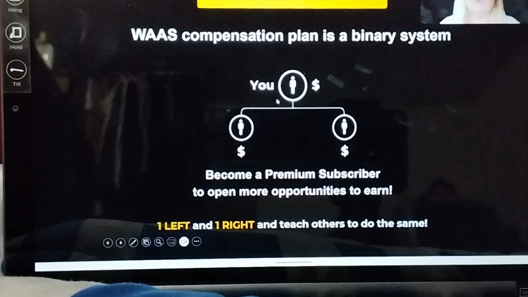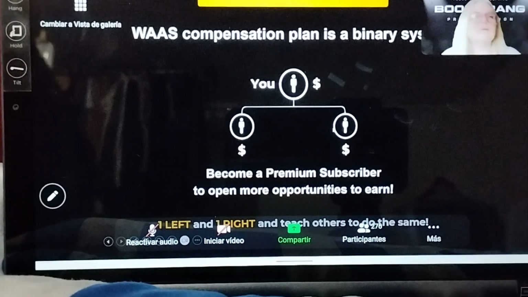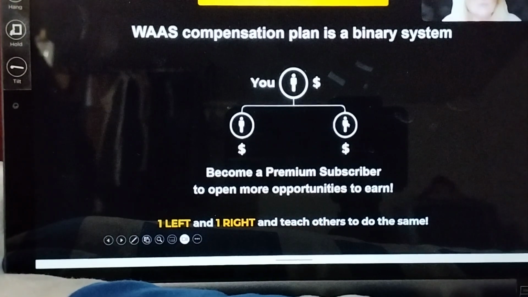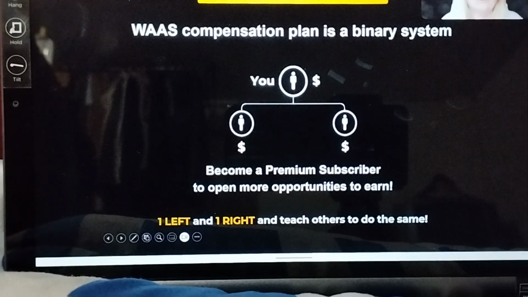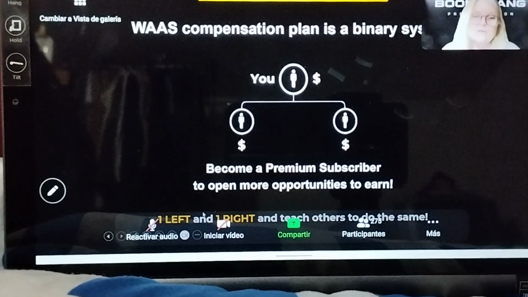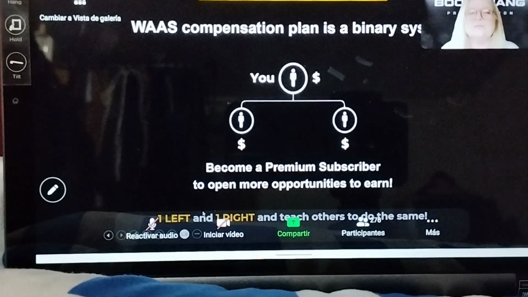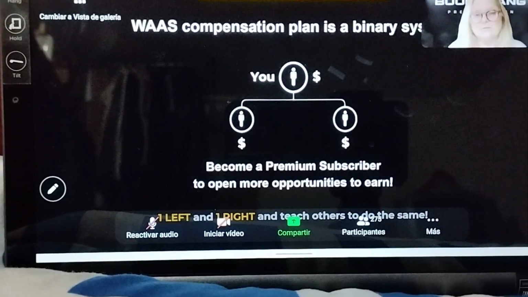You are allowed to make in the beginning 3 positions so that you decide, you know what, I keep them for myself. Maybe I sell them later on. Or alternatively, I'm actually creating a position for myself. Then I know what I'm doing. And once you are ready to share, then you teach the next person under you to do the same. One left, one right. And that makes you a premium subscriber. And that gives you more opportunities to earn.